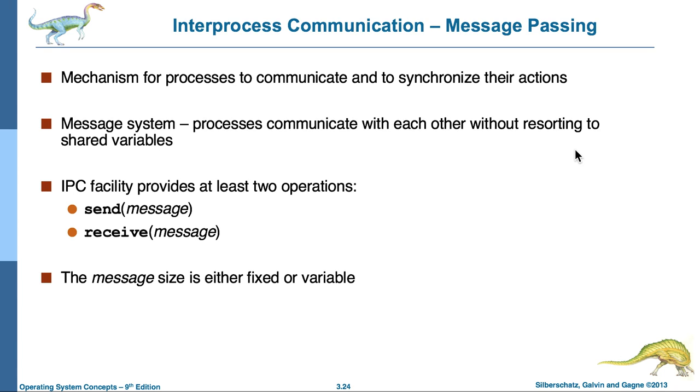So there are at least two operations when it comes to message passing that need to be implemented as primitives in such situations. And these would be the send message and receive message operations. Pretty easy. And the size of the message itself can be either fixed or variable.